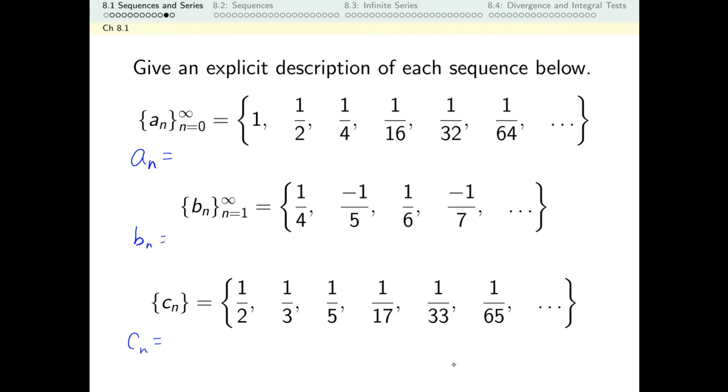For my sequence A, the denominators are powers of 2. Notice this starts at 0. 1 is 1 over 2 to the 0. So A sub n is 1 over 2 to the n.